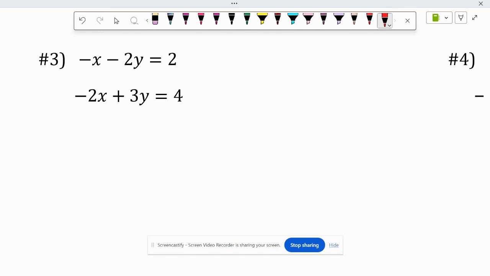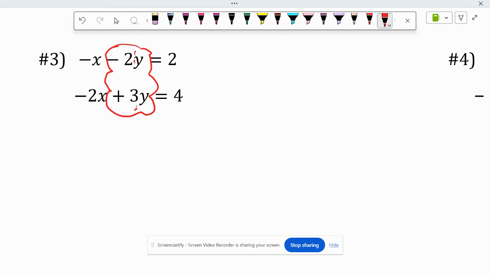Noah, you want to get rid of the y's? So Noah, let's look at this for a second because I think it's a good thing to talk about. If we wanted to get rid of the y's, what would I have to do to make both of these opposites? What would I have to multiply the top equation by?